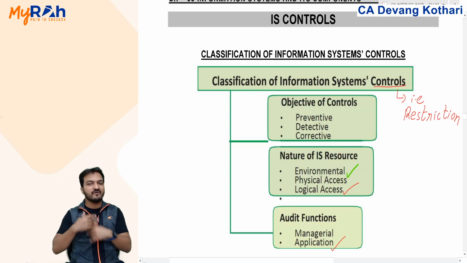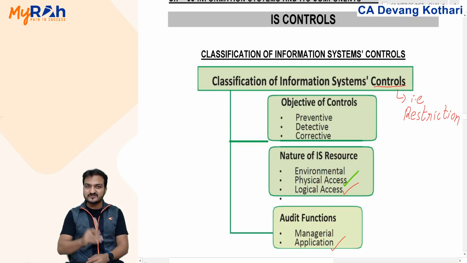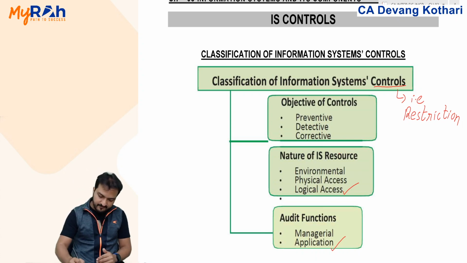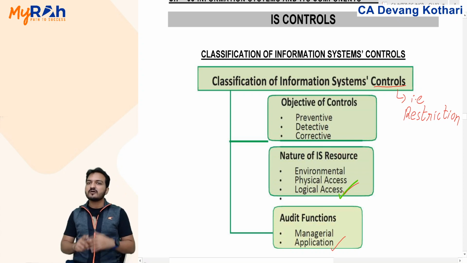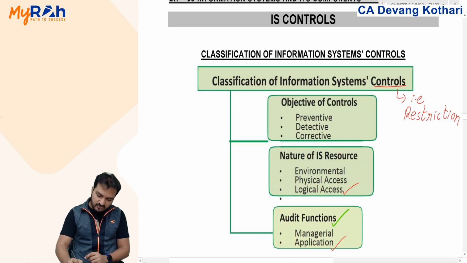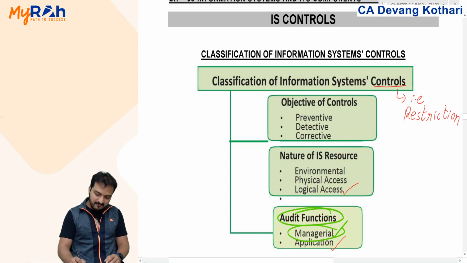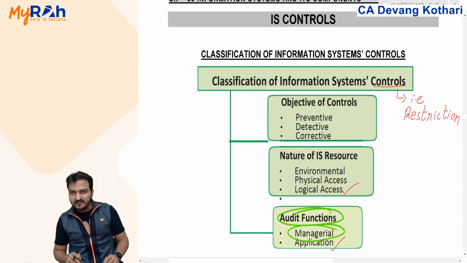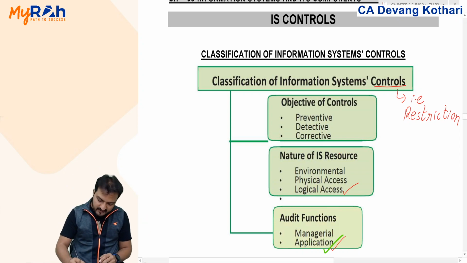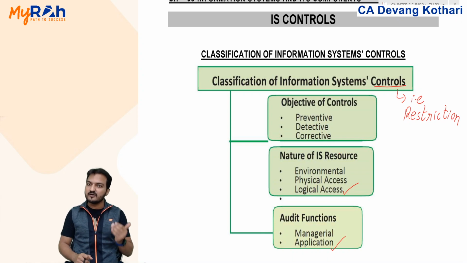Controls based on nature of resource: you had environmental controls, that is controls against damages due to environmental factors, natural or man-made. Physical access controls, that is controls to prevent physical entry by someone into your system. And logical access controls are controls to prevent entry of viruses and hackers into your system. Based on audit function, you have managerial controls. Managerial controls are the controls to be implemented by people like managers, while application controls are the controls implemented by the software.